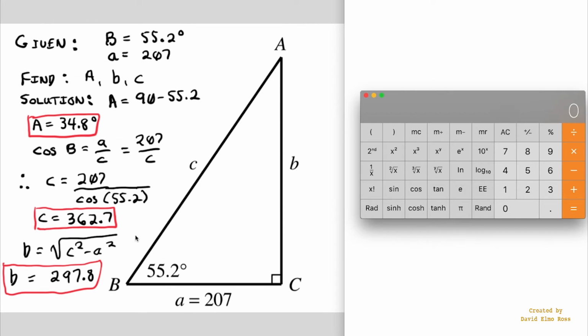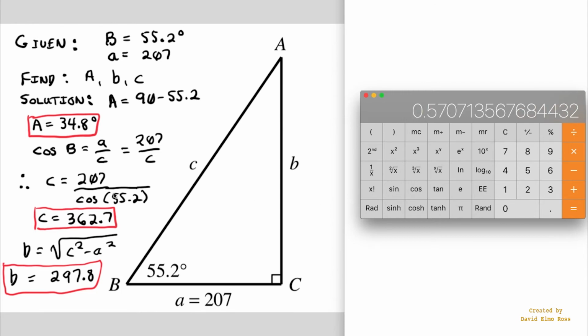Now the next thing is we have this angle here and we know our adjacent side. We know that the function cos is the adjacent over the hypotenuse, and we know two of these three things, so we should be able to work out the length of our hypotenuse by saying the cosine of b, which is 55.2, is equal to a, which we know is 207, over our hypotenuse, which is c. Now if we multiply through by c and divide by cos b, we get c is equal to 207 over the cos of 55.2. So let's put in 55.2 and take the cosine of that.